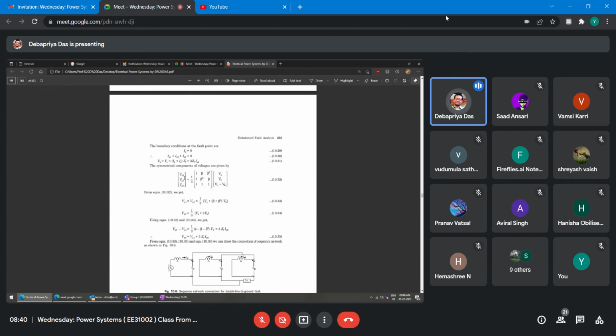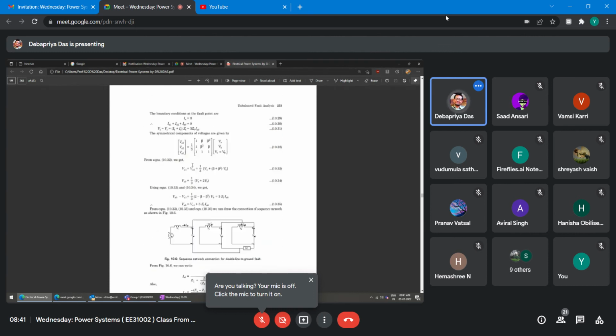Now the symmetrical components of the phase voltage are VA1, VA2, VA0. This is VA, this is VB, and VC is also equal to VB. Therefore, VA1 is equal to VA2, which is 1/3 of VA plus beta square VB. Previously we have seen that beta square plus beta plus 1 is equal to 0. If you simplify a little using that, you will find VA1 equals VA2, and VA0 is 1/3 of VA plus 2 VB.